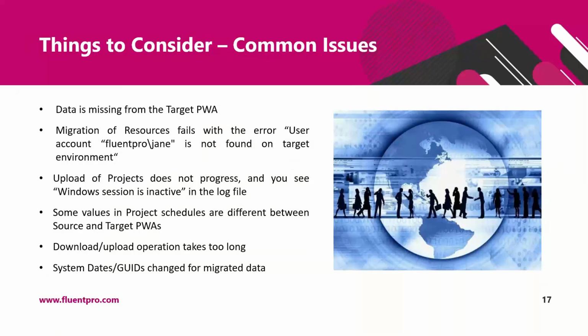So the following are some of the common requests that the FluentPro support team received from the customers who performed a self-service migration. For example, one of them: data is missing from the target PWA. And there can be several reasons for this issue. Either this data was excluded from migration. FluentBooks allows you to perform selective migration. If you do not want to migrate some of the resources or some of the projects, you can deselect them from the upload, and in this case, they will be excluded.